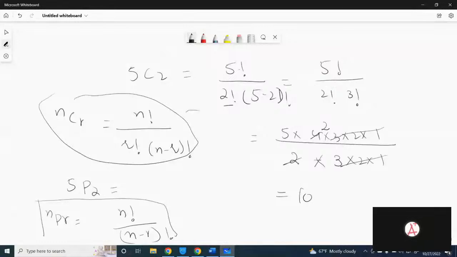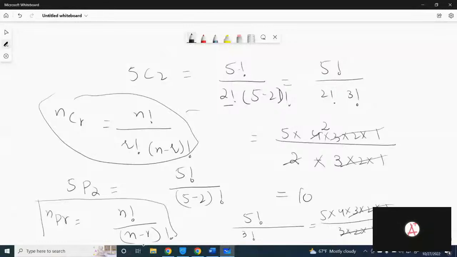Got it? So let's start with nPr. You have to do 5 factorial divided by (5 minus 2) factorial. So 5 minus 2 is 3: 5 factorial divided by 3 factorial. You can write it as 5 times 4 times 3 times 2 times 1, and 3 factorial is also 3 times 2 times 1, so they cancel out each other. So it would be 5 times 4, which is 20.